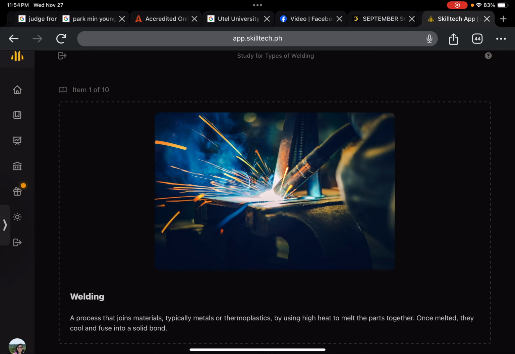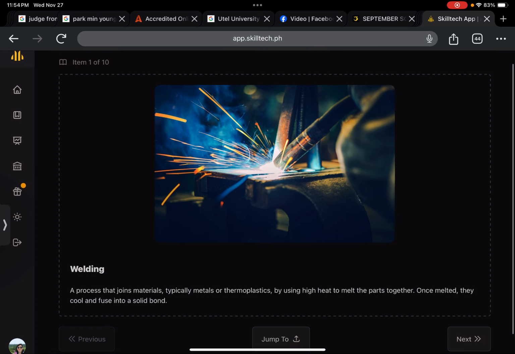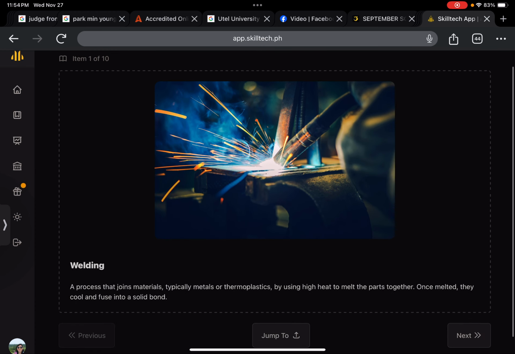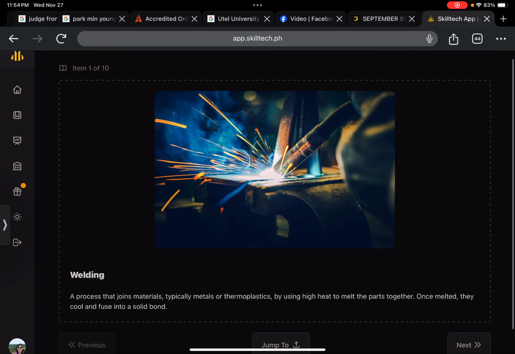Welcome to another identification general subtopic, which is types of welding. So this is not supposed to be under our scope since we are avionics, but for sure, let's learn it. So let's learn the types of welding.